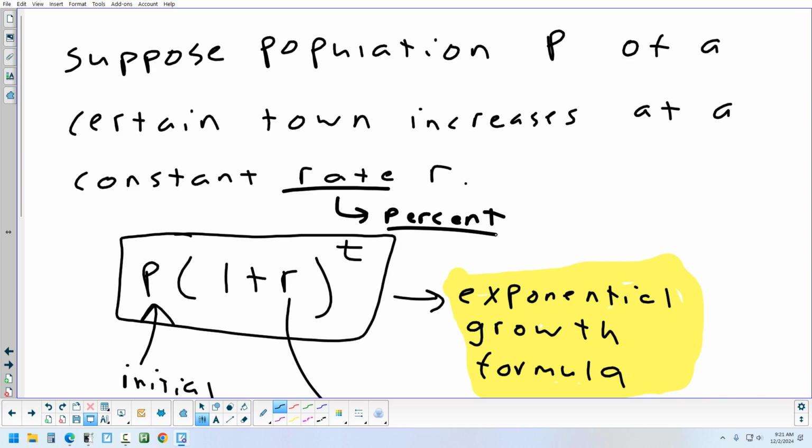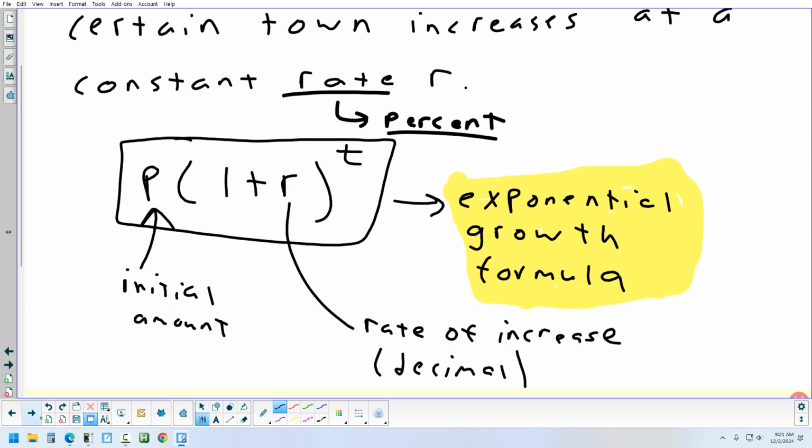Okay, it's got 3 letters in it. The first one is P, which is an initial amount. So it could be an initial amount of people, an initial amount of bacteria, an initial amount of money, if you were dealing with like a banking account. Again, we don't get into the banking stuff. That's the 2 sections we skip. They're still really good sections. It just doesn't really fit with the class that you guys are in. So P is an initial amount.